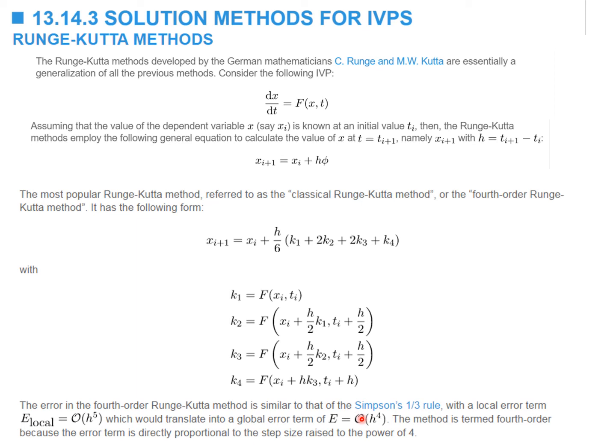Just as a reminder, for the Euler explicit and implicit methods, the order of the global error term was h, meaning the error was directly proportional to h. For the midpoint and the Heun method, the error was directly proportional to h squared. This method is superior, and the error term is directly proportional to h^4.